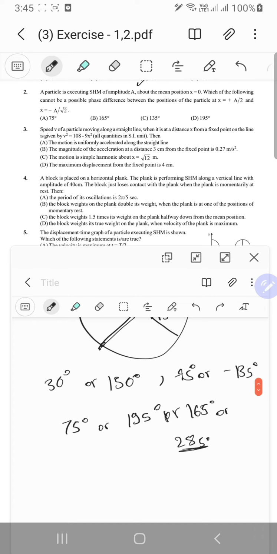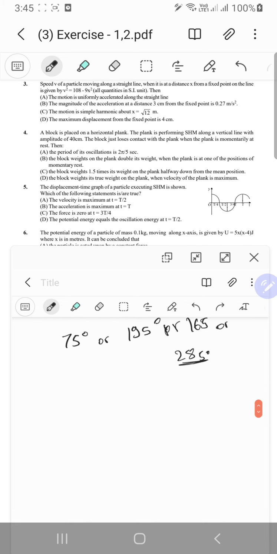So which of these cannot be right? 165 degrees it can be, 135 degrees, well, it's not there. 195 degrees, yeah. 75 degrees, yeah. This cannot be the thing. Speed v of particle moving along a straight line when it is x from a fixed point on the line is given by, okay, all quantities in SI unit then.